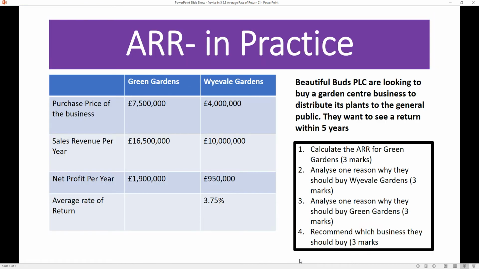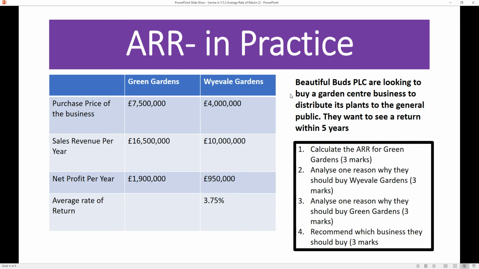Right, okay, so let's talk about how it might be presented in an assessment. If you looked at my 4 steps, as you can see, there's actually no total income. So let's just read this little case study out to you.